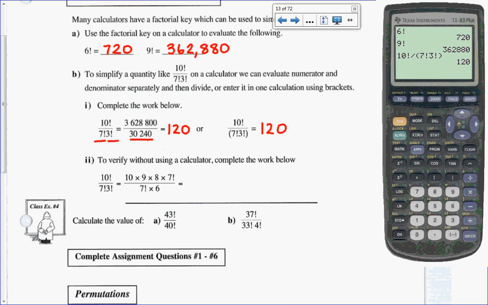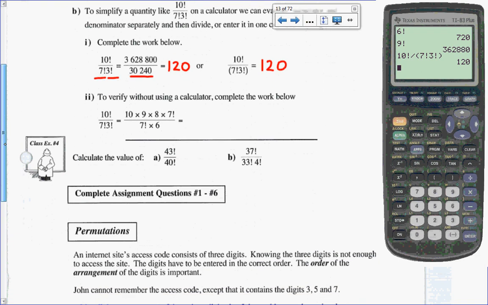Now, to verify without using a calculator, complete the work below. 10 times 9 times 8 times 7 factorial over 7 factorial times 6. We know the 7 factorial will cancel the 7 factorial, so what we really have is 10 times 9 times 8. 9 times 8 is 72, times 10 is 720, over 6. If you divide 720 by 6, you have 120.